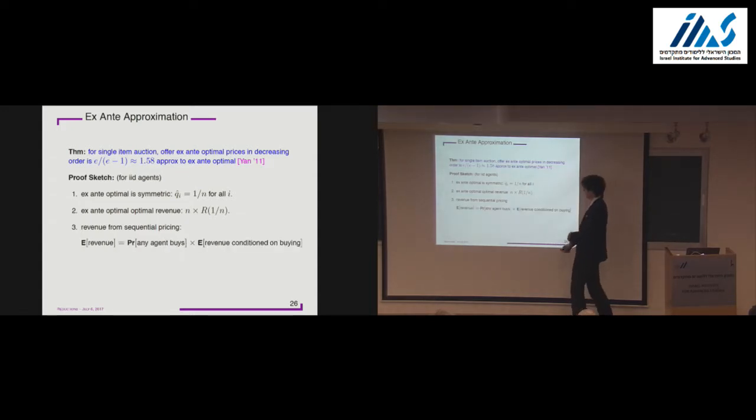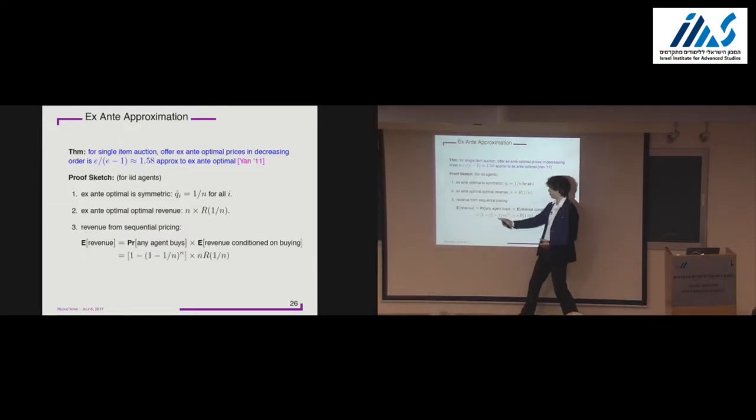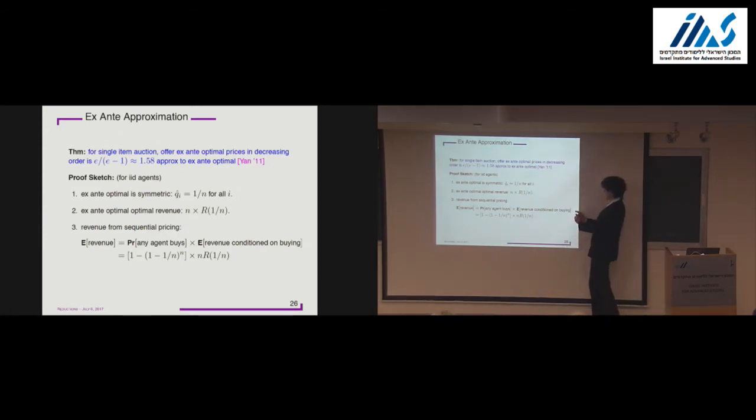So let's try to analyze that. It's the probability that any agent wants to buy times the ex ante revenue conditioned on some agent buying. Well, what's the probability that any agent buys? It's 1 minus the probability that no one buys. Since the quantile reserve is 1 over n, the probability that no one buys is (1 minus 1 over n) to the n. And so 1 minus that. Okay, and what is the revenue conditioned on buying? Well, conditioned on buying, you're going to give me n times r of 1 over n, because r of 1 over n is the revenue we get for selling with ex ante probability 1 over n. So conditioned on buying, I normalize by the probability, and I get n times that. And that's awesome, because that is 1 minus 1 over e times n times r of 1 over n, which is exactly my upper bound. So my lower bound is the desired approximation of my upper bound.